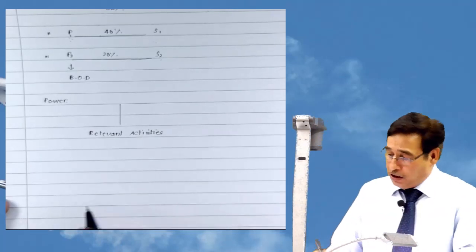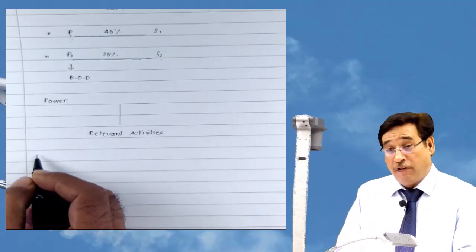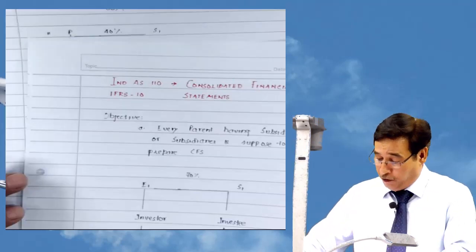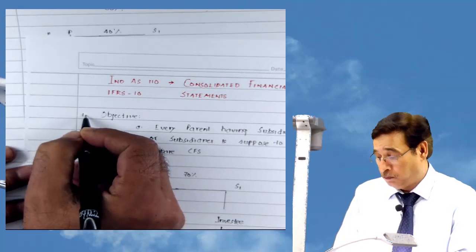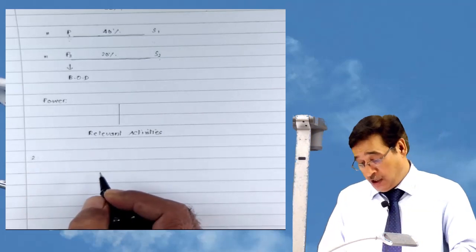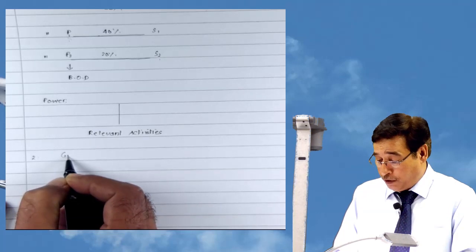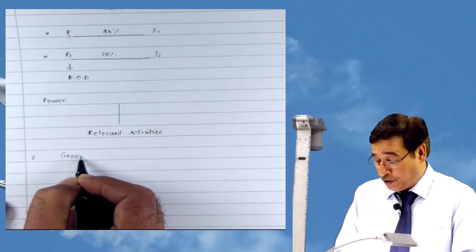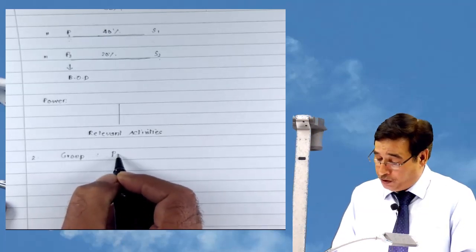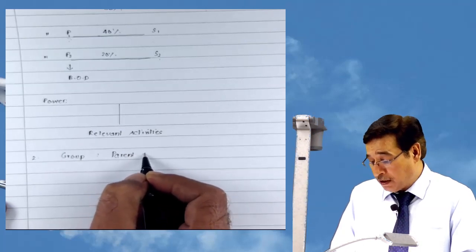Correct? So once you have become deft, you need to know, sometimes we will use the word group. When I say group, what does it mean? Let me write here 1. I do not want to leave anything to chance. Correct? So whenever I say group, it means I am referring to parent and subsidiary. If I say group, it means group constitutes parent and subsidiary. Parent plus subsidiary.